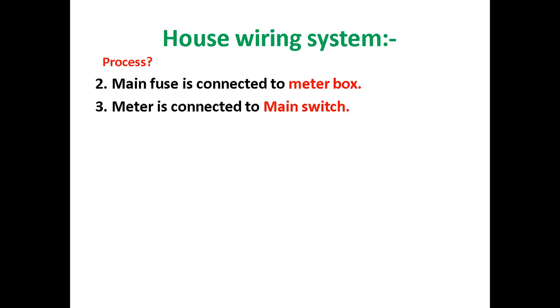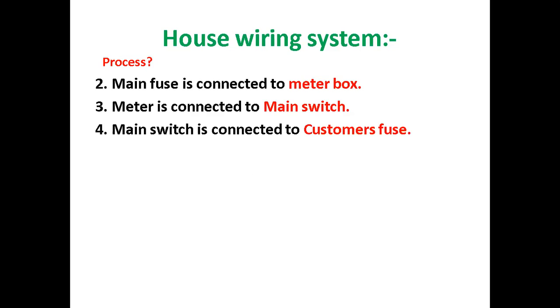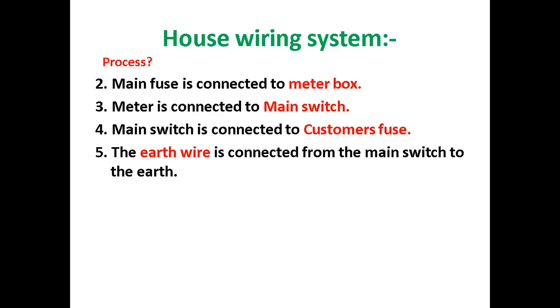Then in the second step, the main fuse is connected with the meter box. The meter box is connected with the main switch, and the main switch is connected with the customer fuse, which is also called MCB. In our general language, we say MCB. And an earth wire is connected from the main switch to the earth. This is the third wire from the main switch. One third line is connected. That is called the earth wire, and the process is called earthing.